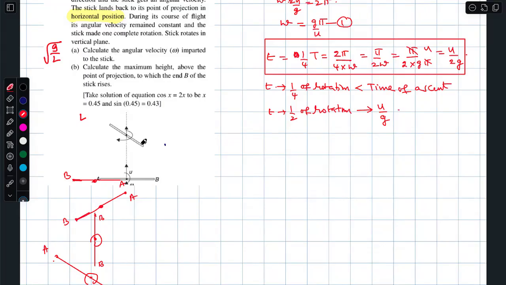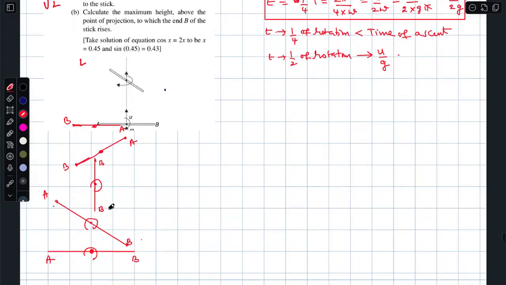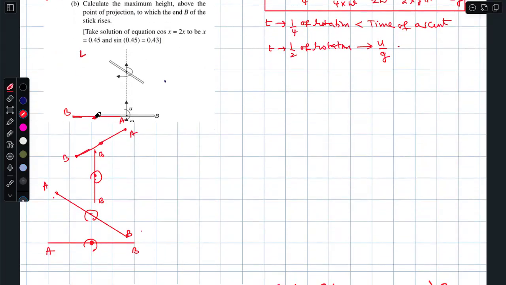And thereafter what happens? Till here it reached. From here again, this will start. The center of mass will start moving down, but B will go up now. Still above this level you will have B. That is what you need to notice.